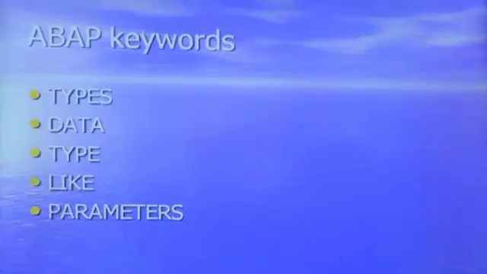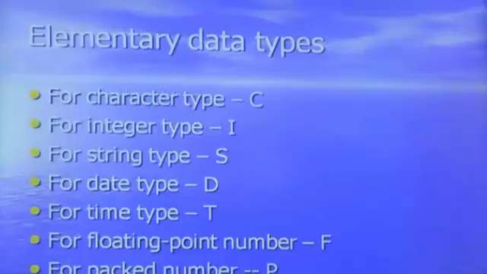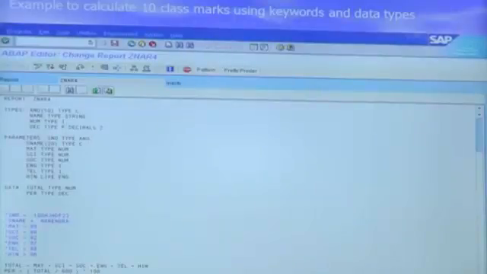Using the data types and keywords, I want to write one program with the 10th class students' mark list. If you observe the first screen here, it will be showing the report ZNAR4, that is my program number, the program name. And first of all, I am giving here TYPES.